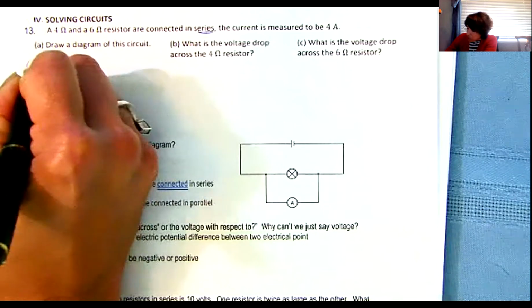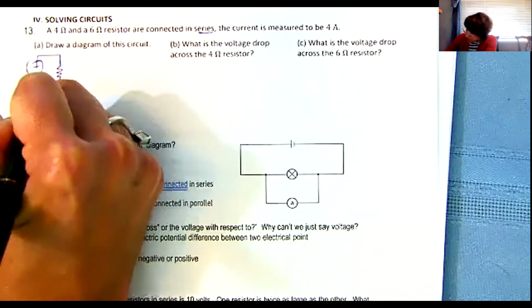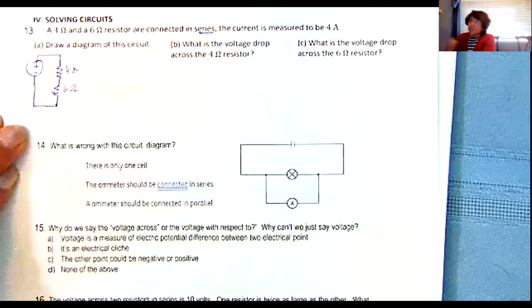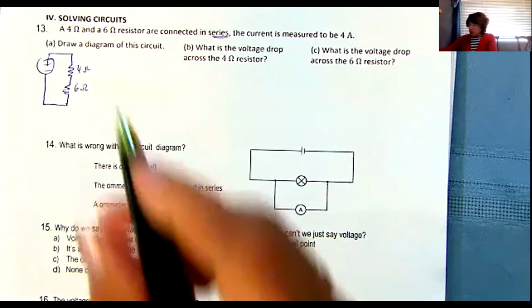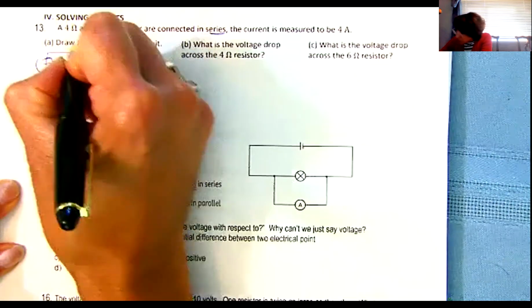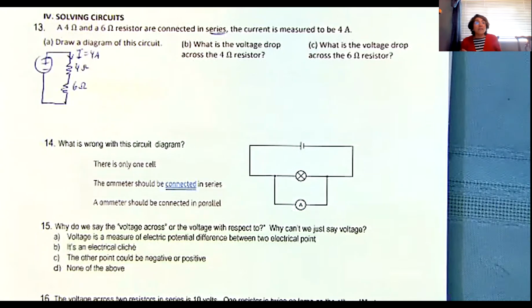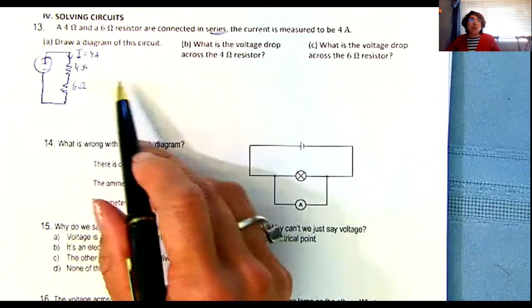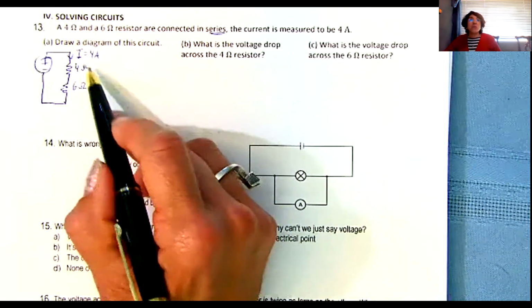Okay, I got some sort of battery, and I have this resistor, and I have this resistor. One is 4 ohms, and the other one is 6 ohms. That works, yeah? And they tell me that the current going through it, I, is 4 amps. Okay, so now, Ralph, what is the voltage drop across the 4 ohm resistor? How much voltage drops across this resistor?